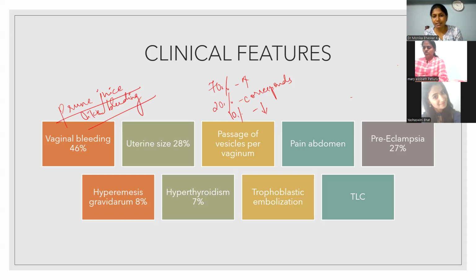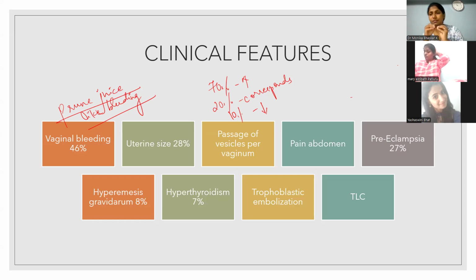So this might result in hyperthyroidism because the alpha subunit resembles these three hormones. This might also cause hyperthyroidism. So thyrotoxicosis in the first trimester, you have to rule out molar pregnancy, especially complete molar pregnancy. This is associated in 7% of the pregnant mothers.